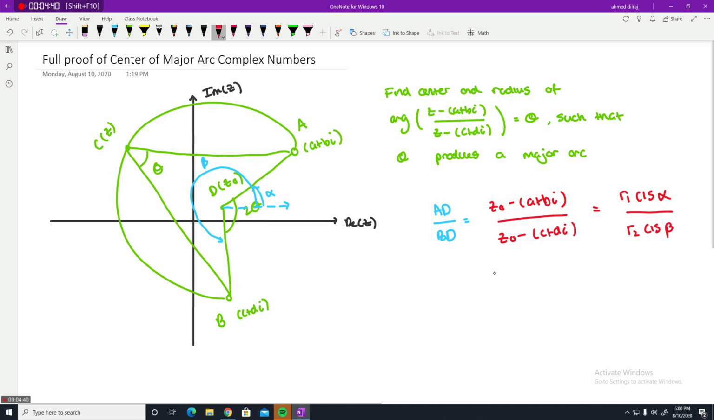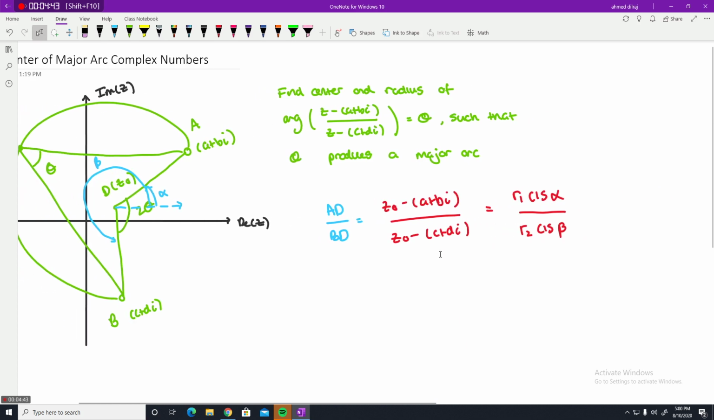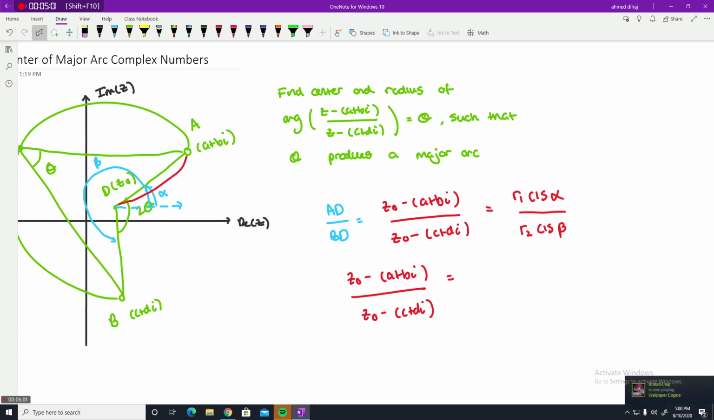So over here, you can clearly see that we're going to simplify this complex number. So Z0 minus (A plus BI) on Z0 minus (C plus DI) equals, now look at this: R1 is the magnitude or the size of the complex number AD. AD is the complex number that goes from the center of the circle out to one of the points on the circle. So the magnitude of AD is the radius of the circle. And the same thing is for BD: BD is a point on the circle and D is the center, so it's just the radius of the circle. So R1 and R2 are actually the same, so they cancel. So we're left with cis of alpha on cis of beta.